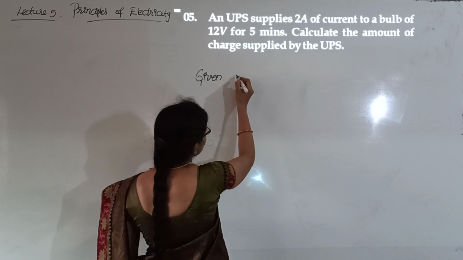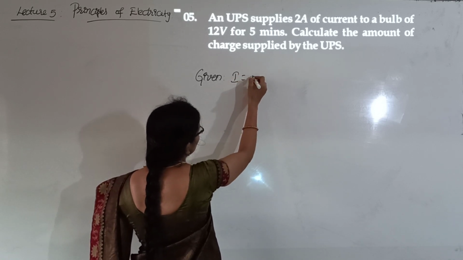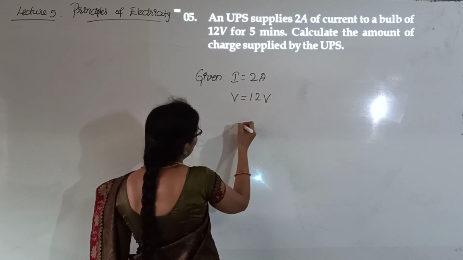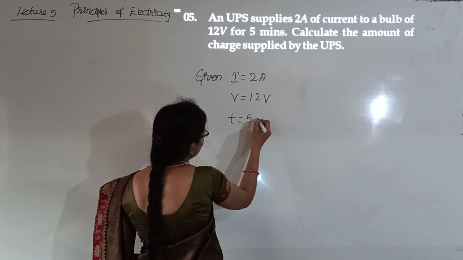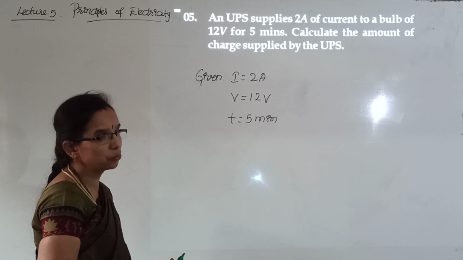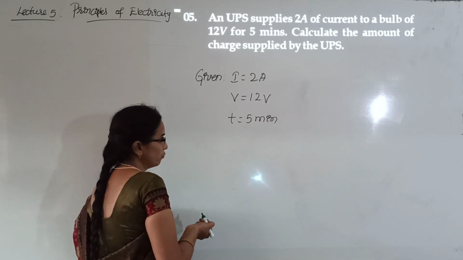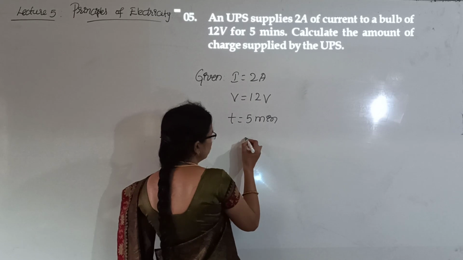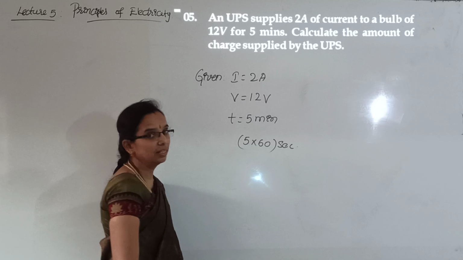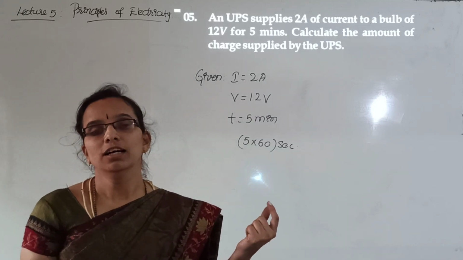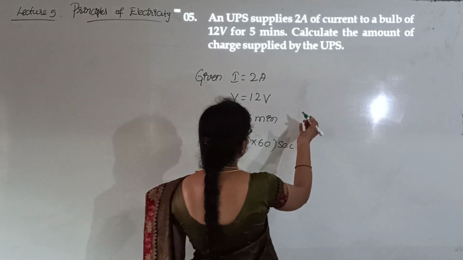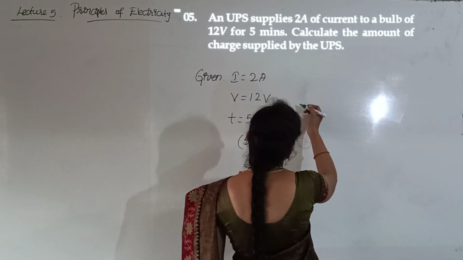Given, current is equal to 2 amperes and voltage is equal to 12 volt, and also they have given the time, that is 5 minutes. If you want to convert the 5 minutes into seconds, you have to do 5 into 60 seconds. Time should always be taken in seconds because the SI unit follows. Calculate the amount of charge supplied by the UPS.